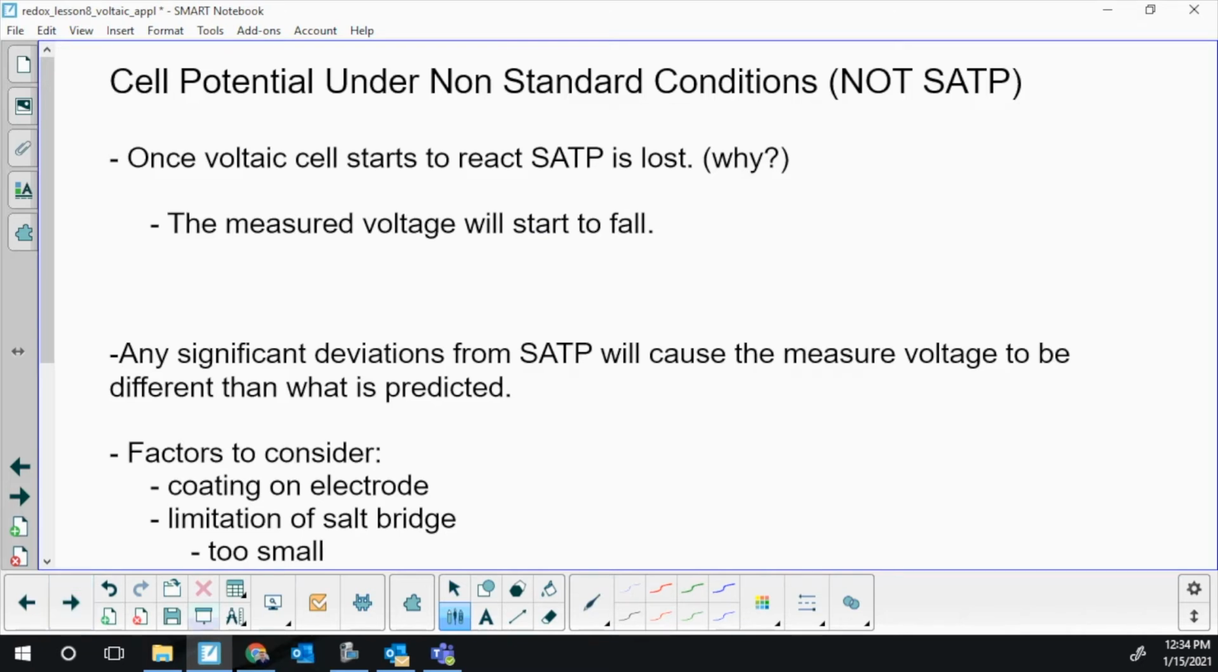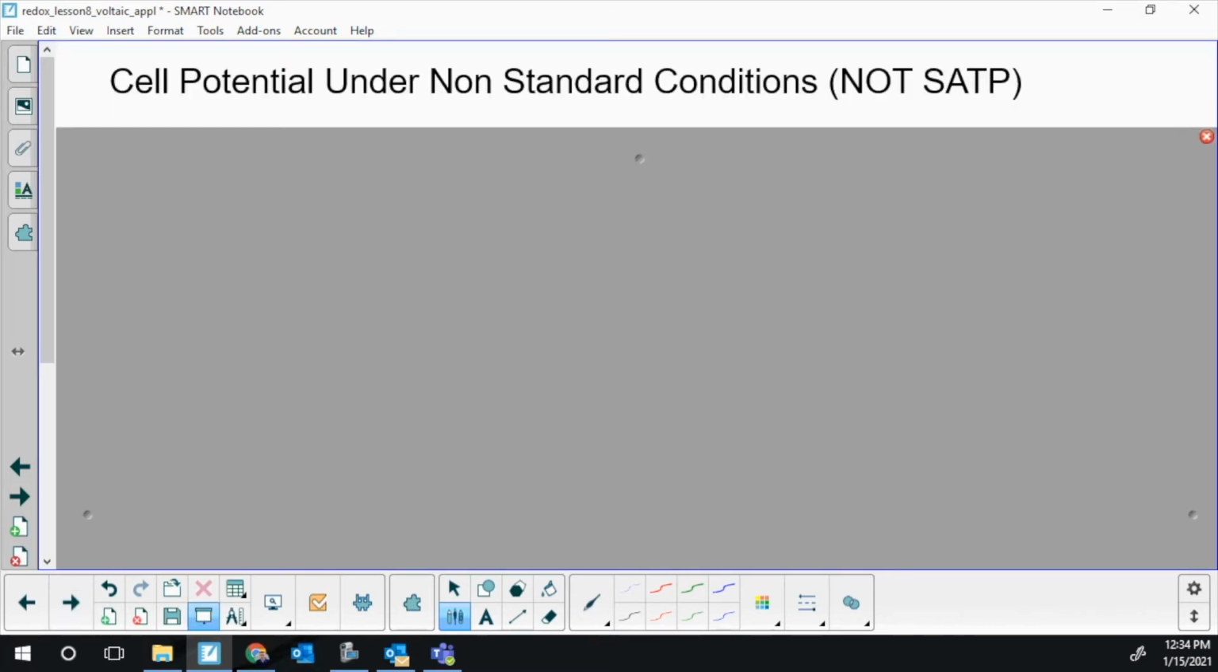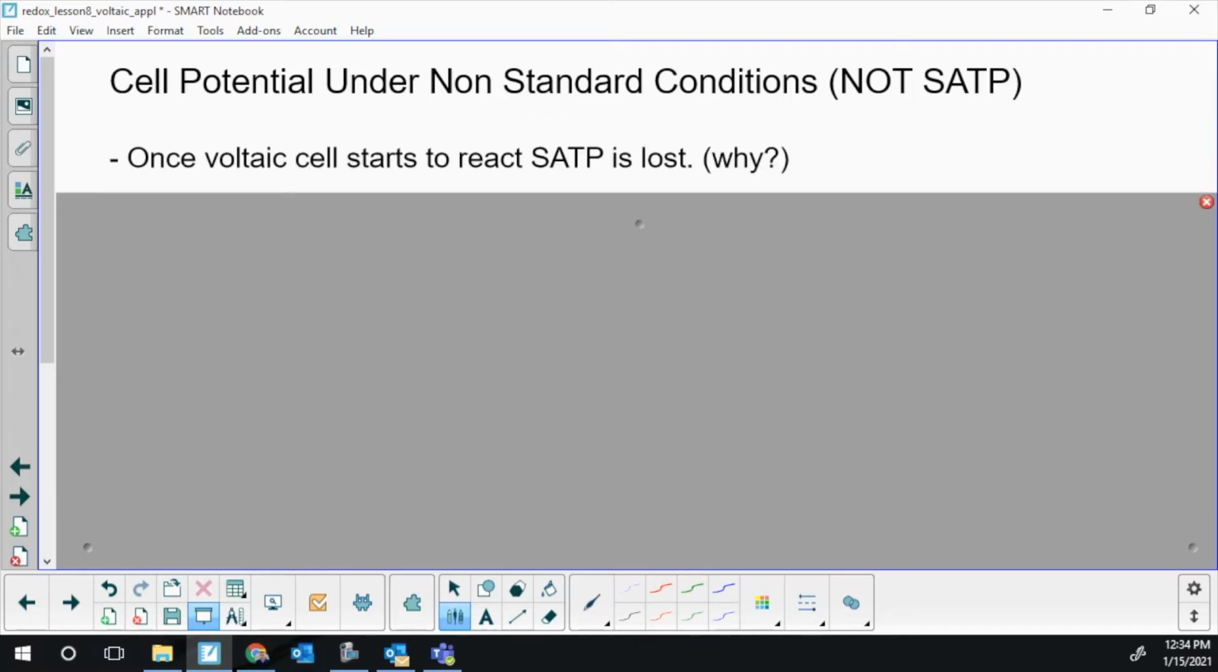So, cell potential under non-standard conditions. Okay, we're not at SATP. We don't have 1 mole per liter. We don't have both sides. We've got whatever you happen to have. Once a voltaic cell starts to react, SATP is lost.